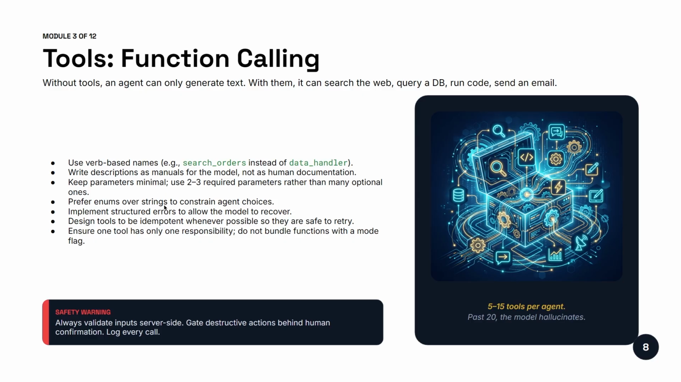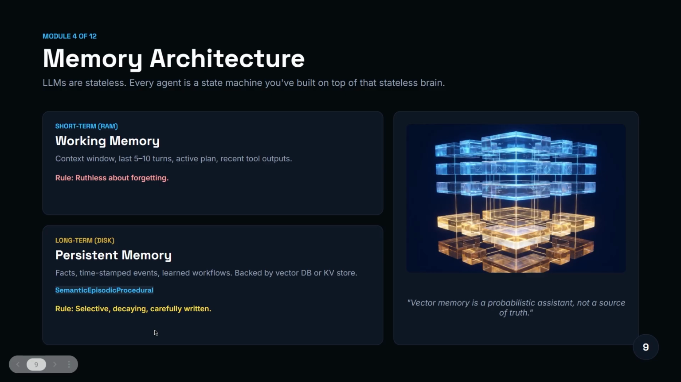Try to prefer enums over strings. This is more for coders. You understand why that happens. Make sure to have structured errors that give a description of the error to the model so it could recover on a next cycle, on a next iteration. You need to design tools that are idempotent so they're safe to retry, and ensure one tool has only one responsibility. It's better for an LLM to call multiple tools than to bundle and have complex tools. And one very important thing for production is always validate the input before you pass it to the LLM and the agent.